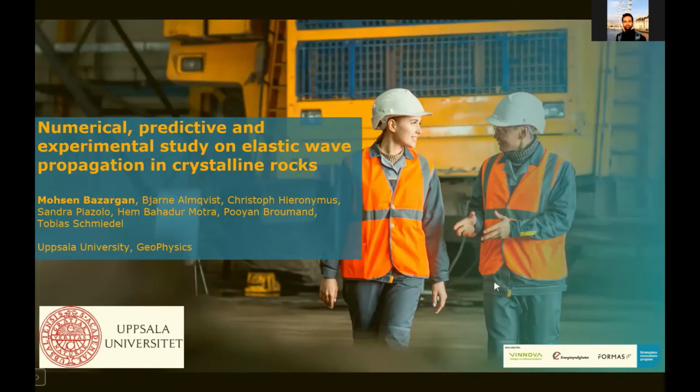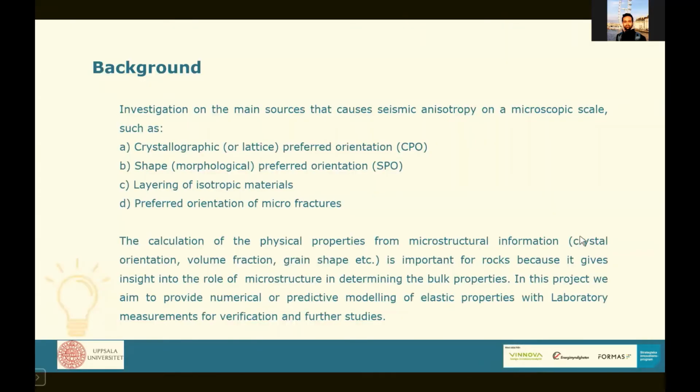It's a very big topic. That's why I had to rally a bunch of collaborators to be able to handle it. What is the background of this research? We know that on a micro scale, we have different sources of anisotropy, like crystallographic preferred orientation, shape preferred orientation, layered isotropic material, and preferred orientation of microcracks. So by calculating the physical properties of this microstructure, we can get very important information about the rock, because we can see what the effect of this microstructure is on the bulk physical properties of the rock.